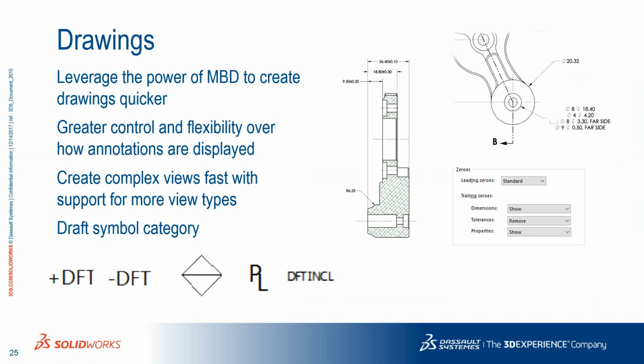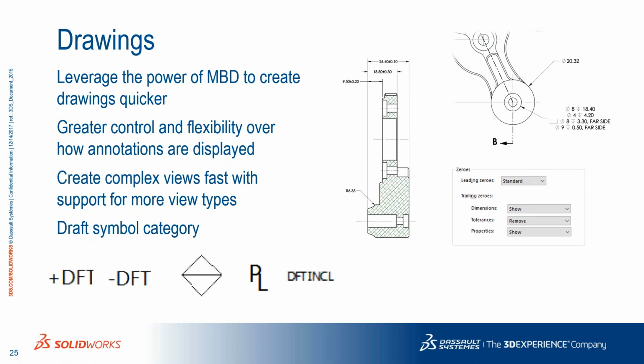There's better control and flexibility on annotations. There's new annotations and enhancements to just the control over them. And then views have seen improvement, specifically the broken out section view. You can now apply that to a section view as well as an alternate position view. So you can get more information in a single view, saving you drawing space or potentially a whole other sheet.